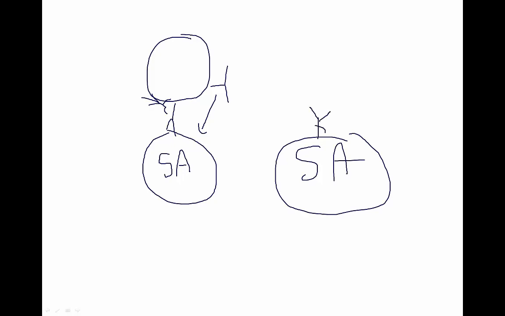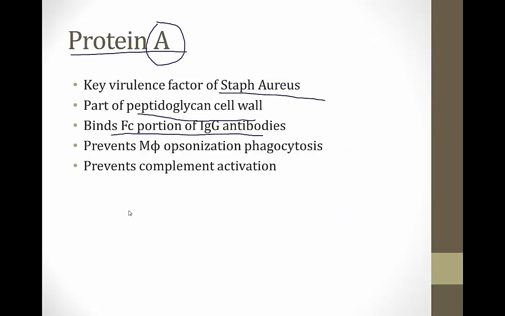Now the Fc portion right here, which normally would attract phagocytes, is hidden from the phagocytes that may be floating around near the Staph aureus, and thus it's protected from the antibody. The antibody cannot opsonize Staph aureus for phagocytosis by macrophages and other cells. So I've summarized this for you here. It prevents macrophage opsonization for phagocytosis. In addition, that Fc portion of the antibody IgG is important for complement activation, and complement activation also won't occur when protein A binds to the antibody.